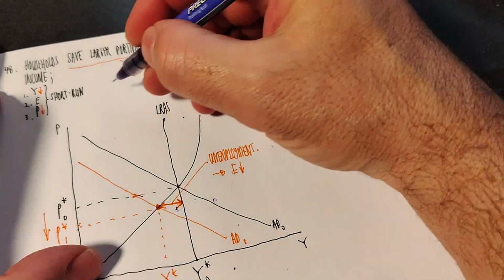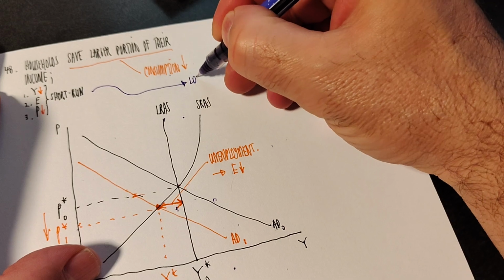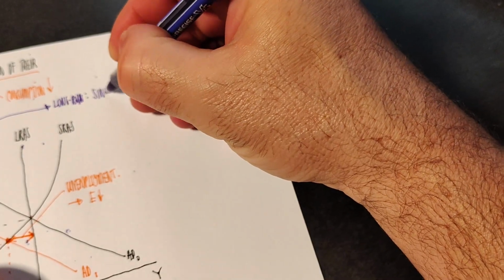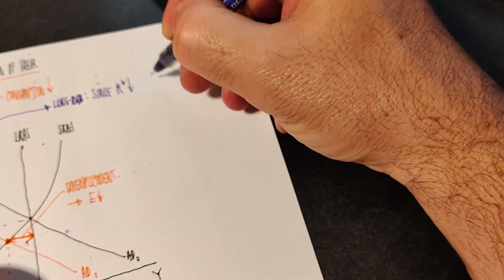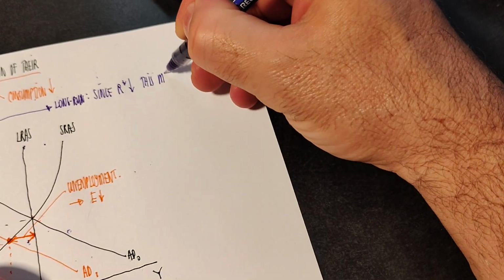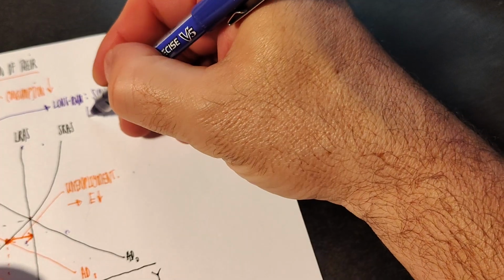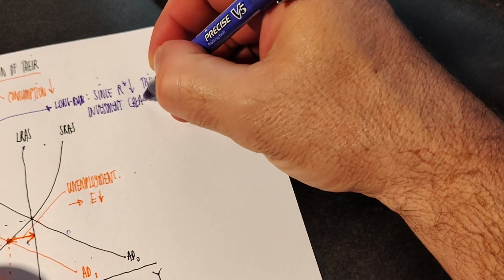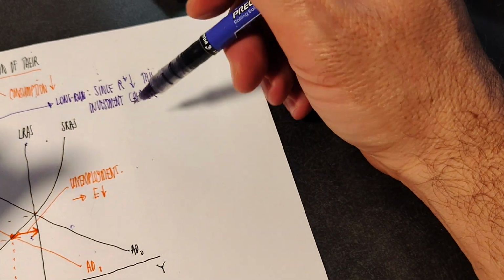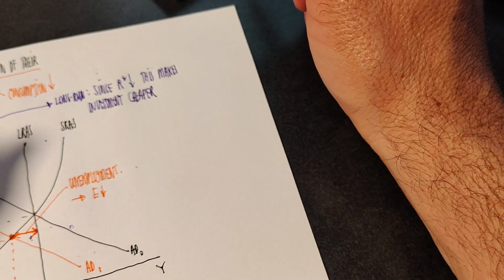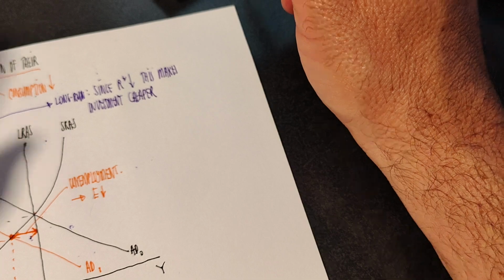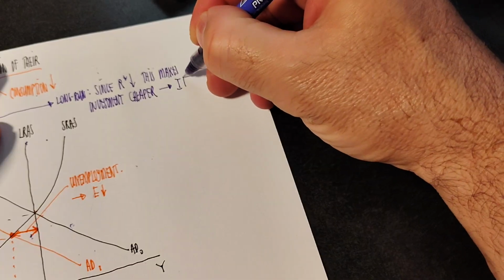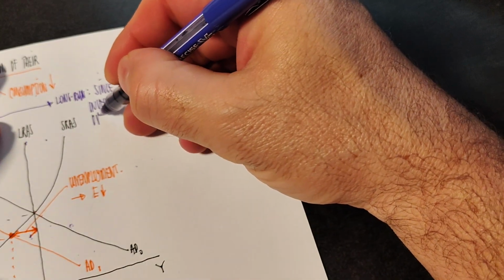So over the long run, however, that is, since interest rates fall, this makes investment cheaper. So companies are going to borrow money to expand their enterprises. People might borrow a bunch of money to buy houses. All of that feeds into investment. So investment's cheaper, which implies that investment's going to rise over the long run.